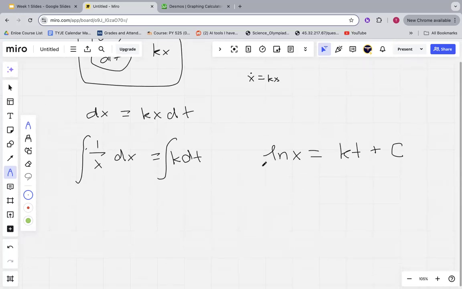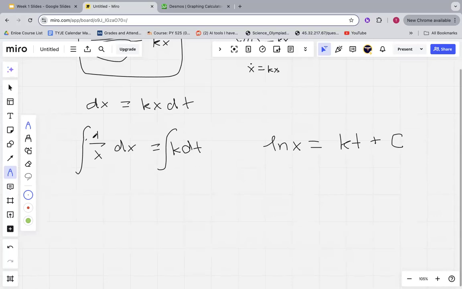Anyway, so I just integrated both sides. This is a simple application of both these rules. So k is a constant. I'll explain this. Actually, my room is kind of dark. Let me turn on my light. Okay.